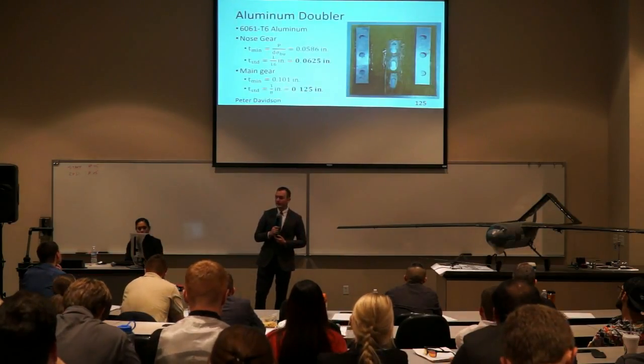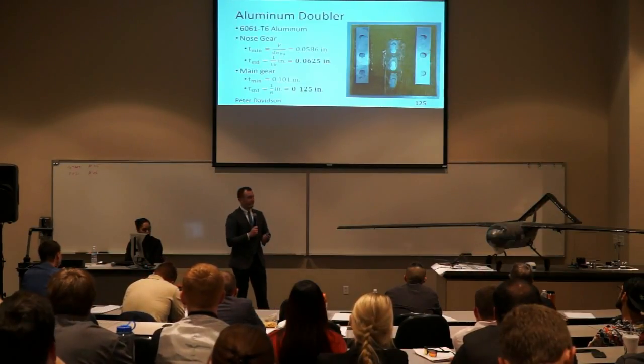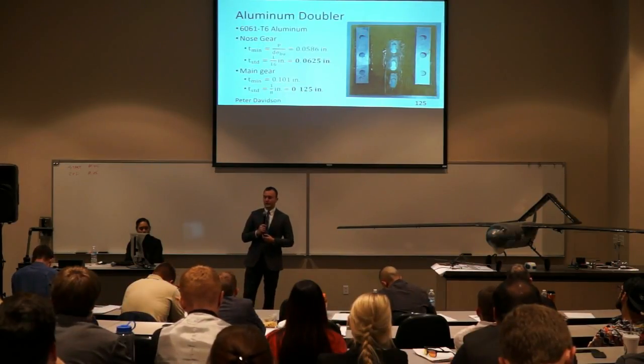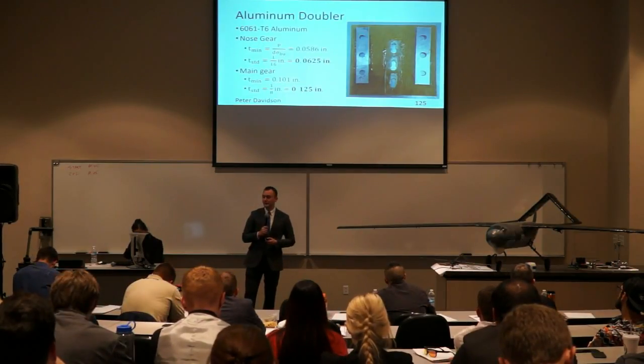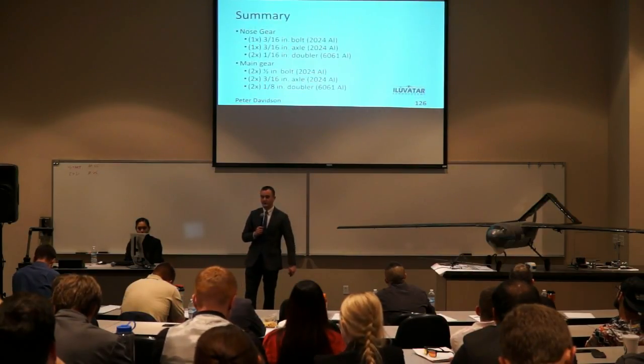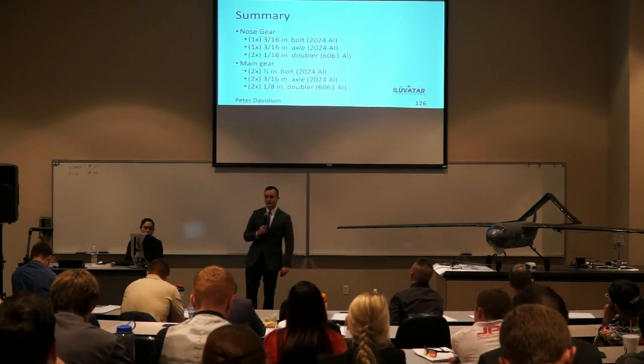So for the aluminum doubler sizing, this is a photo of the aluminum doubler used for structural testing, to give you an idea what the aluminum doublers look like. For the nose gear, it's calculated to be a thickness of 0.0625 inches, and for the main gear, it's calculated to be 0.125 inches. So in summary, these are the sizes of the bolts we're using for the fasteners for the nose gear and the main gear.